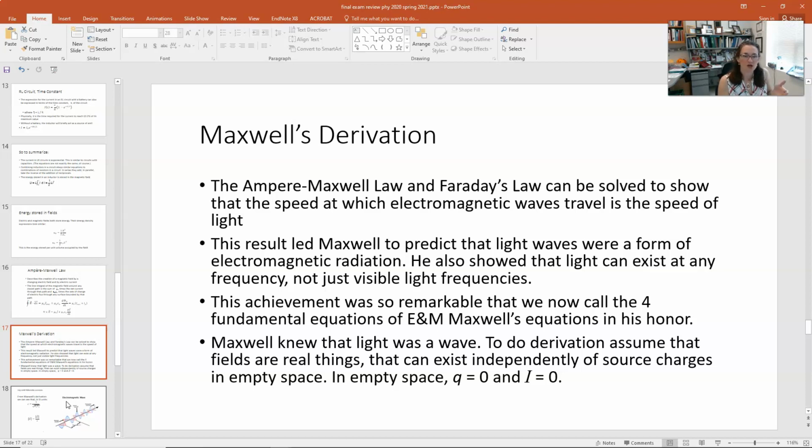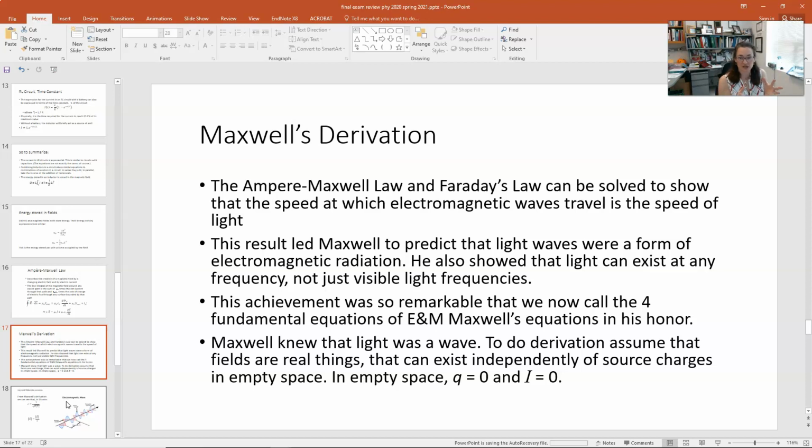Okay? So this result led Maxwell to predict that light waves were a form of electromagnetic radiation, and he showed that light can exist at any frequency and not just visible light frequencies. This achievement was so huge that we now call those four fundamental equations of electricity and magnetism: Gauss's law for magnetism, Gauss's law for electric fields, Faraday's law, and the Ampere-Maxwell law. We call them all Maxwell's equations in his honor. And remember that those four fundamental equations, combined with the Lorentz force law, are pretty much everything that we know about classical electricity and magnetism.